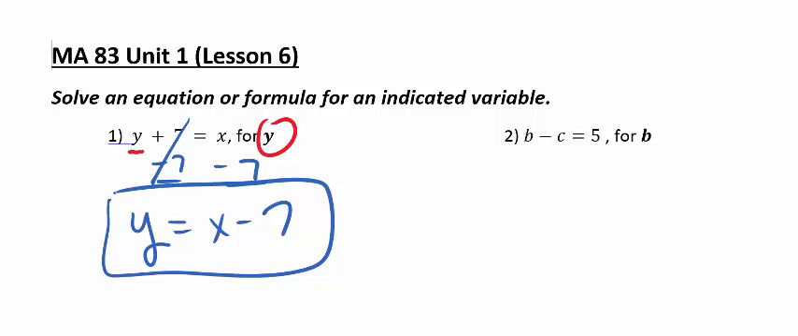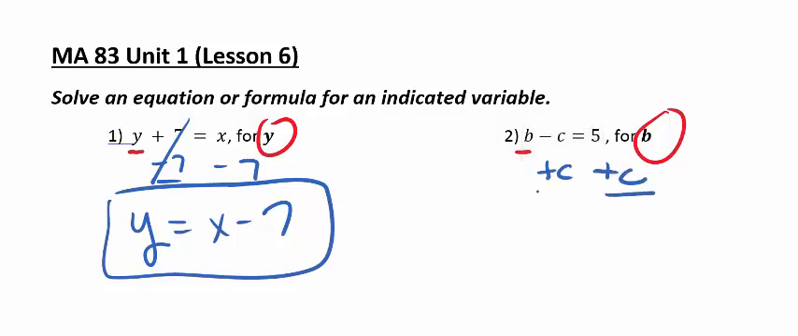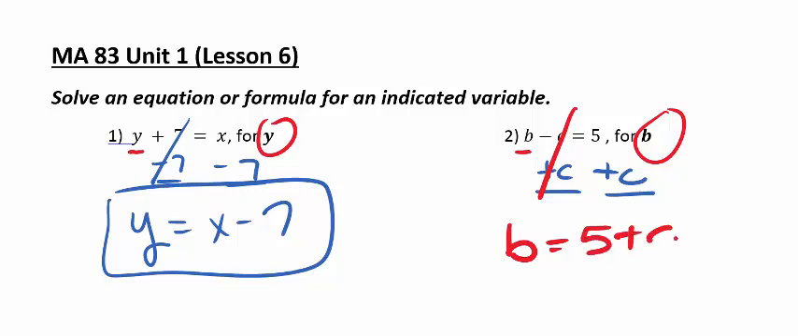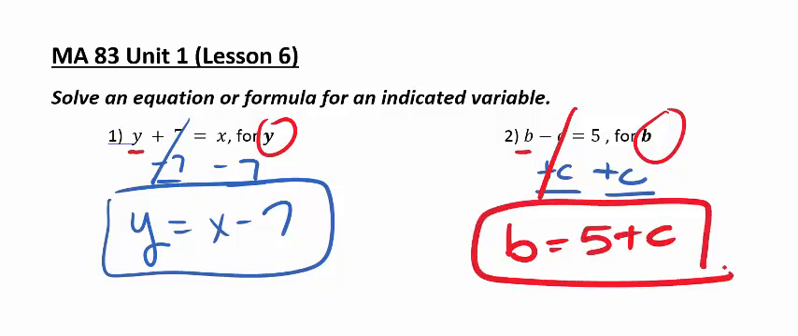In number 2, we're supposed to solve for b. Here's b in the equation. We're trying to get that by itself. So what we're going to have to do is get rid of this minus c. We do that by adding c to both sides. Minus c plus c turns to 0. And we bring down this b, and we have 5 plus c on the right hand of the equation.